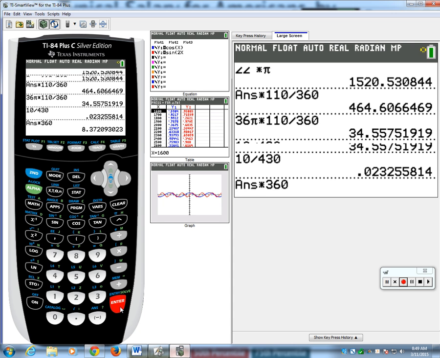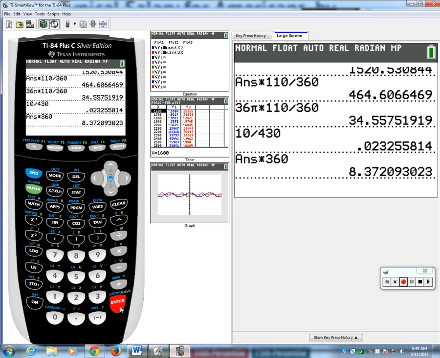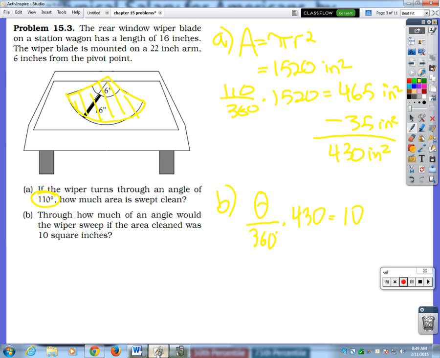I don't know why you would want a windshield wiper to scrape out such a tiny little 10 square inch area, but if you did, you need your angle to be about 8.4 degrees. 8.4. Okay?